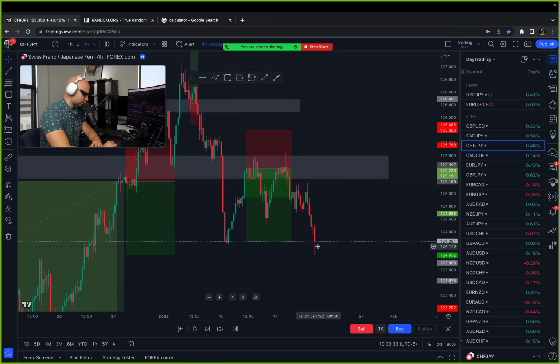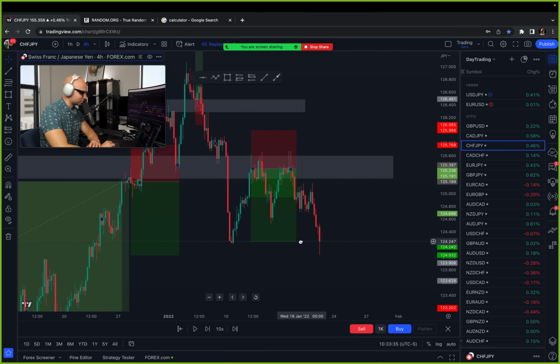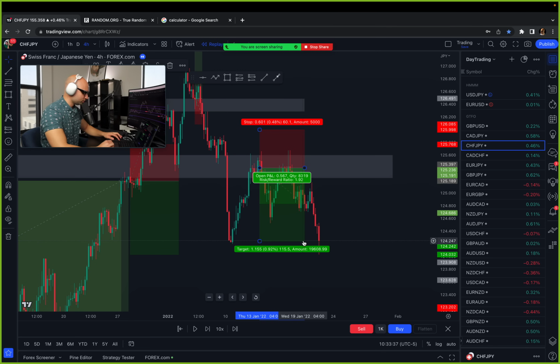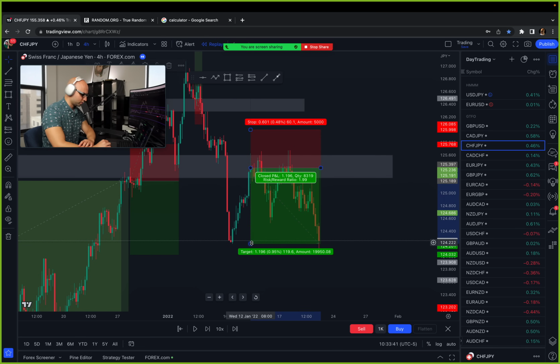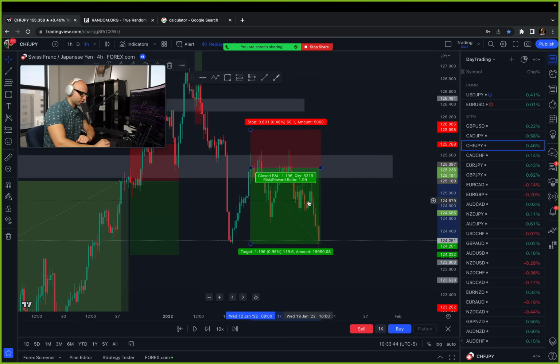So does it reject? Yep, it starts to reject. Let's go ahead and get out right there. I'm going to get out right there. This is about a 1 to 2, depending on where you would have closed it. There we go. Guru, hindsight 2020.